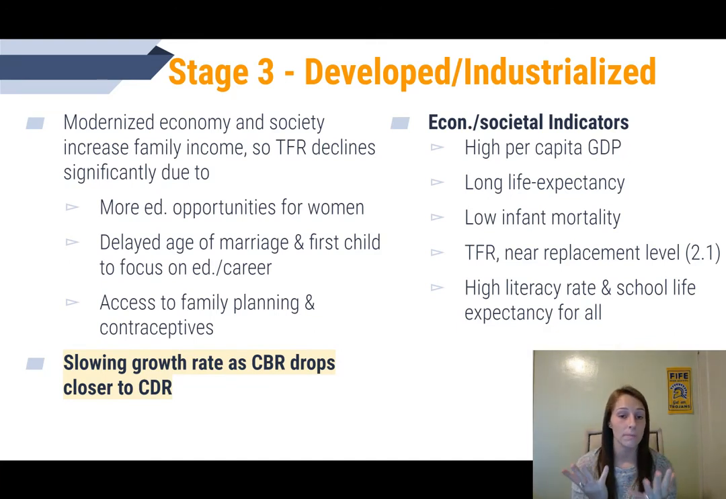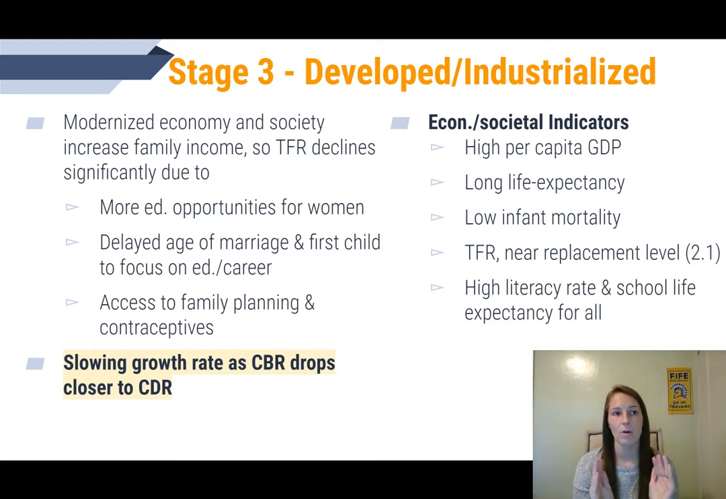Now, overall, with these countries, we start to see a slowing growth rate as the birth rate drops closer to the death rate. And some of the economic and societal indicators of countries that are in this stage are going to have a pretty high per capita GDP, a long life expectancy, low infant mortality, and the total fertility rate is going to be near that replacement level, which remember we talked about, it's about 2.1 because the offspring are going to be replacing the parents.